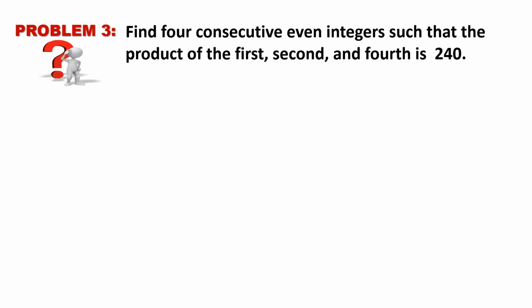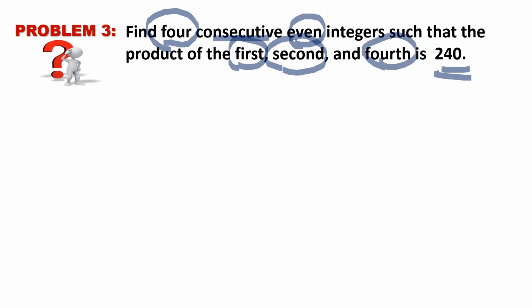Problem number 3: find 4 consecutive even integers such that the product of the first, second, and fourth is 240. This time, it's consecutive even. A while ago in number 2, it's only consecutive integers, and even or odd is not mentioned. So this time, there is a condition that the 4 consecutive integers should be even. And how do you represent consecutive even integers?